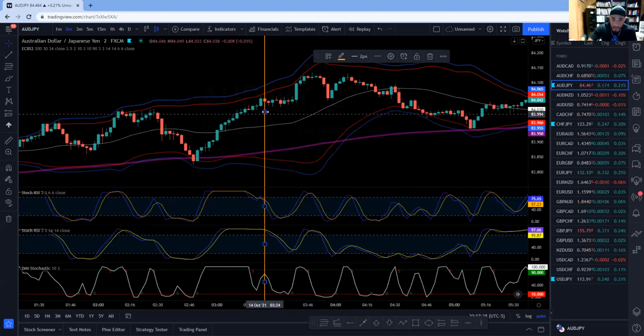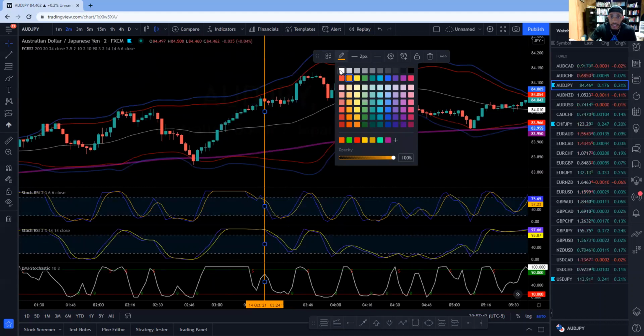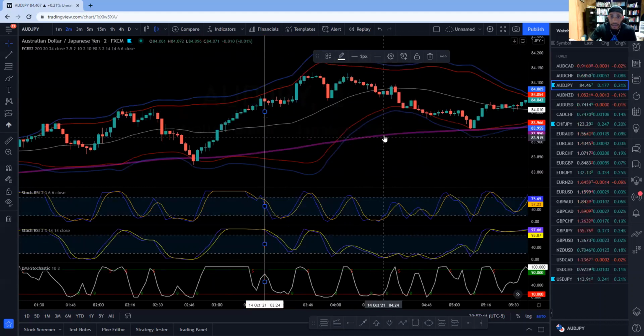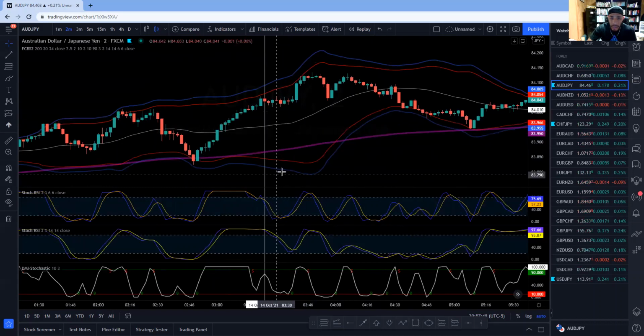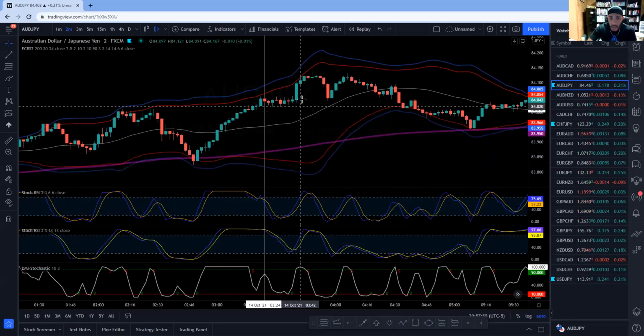So, price started right here. We're going to just change this to white. And then we go candle by candle. This is where it finally touched the Bollinger Band. So we come down, we see if it's overbought on the stochastic RSI. It's not yet. It's overbought on the DMI, but not the stochastic RSI. So we go to the next one, wait for the next one.